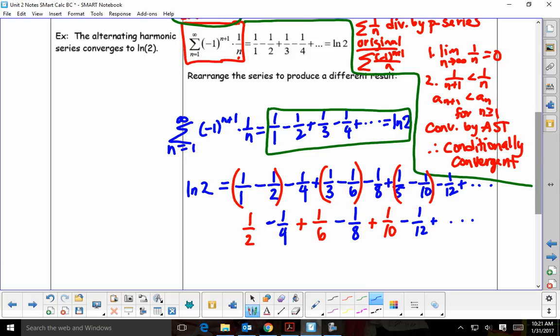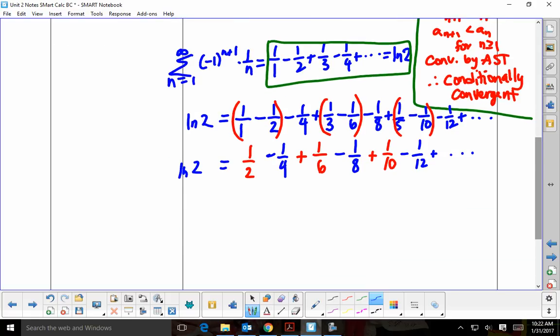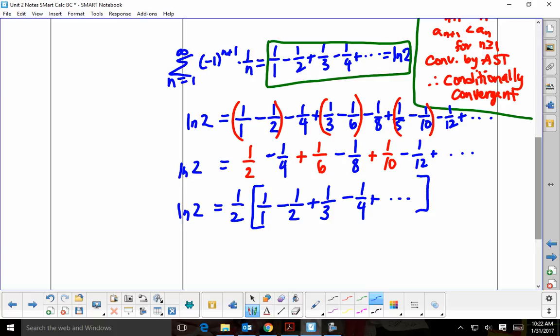We said that was equal to the ln of 2. I said, well, you know what? I like to factor. I'm going to go ahead and just factor out a 1/2. Factor out a 1/2, I get 1 over 1 minus 1 over 2 plus 1 over 3 minus, and so on. Hold on.